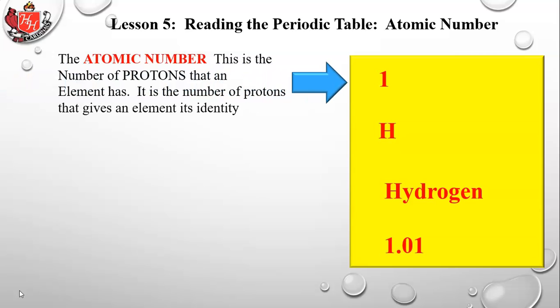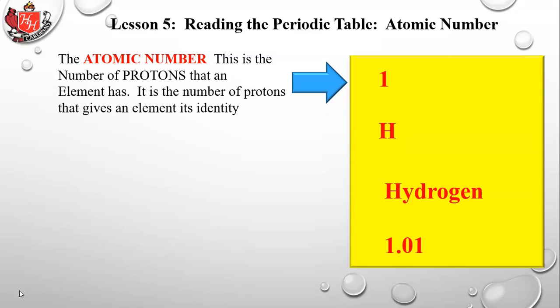So let's learn to read the periodic table and each of the entries on the periodic table. The number at the top is the atomic number. This is the number of protons that an element has. It is the number of protons that gives an element its identity. So remember that. It's protons, not neutrons or electrons, that define the element.